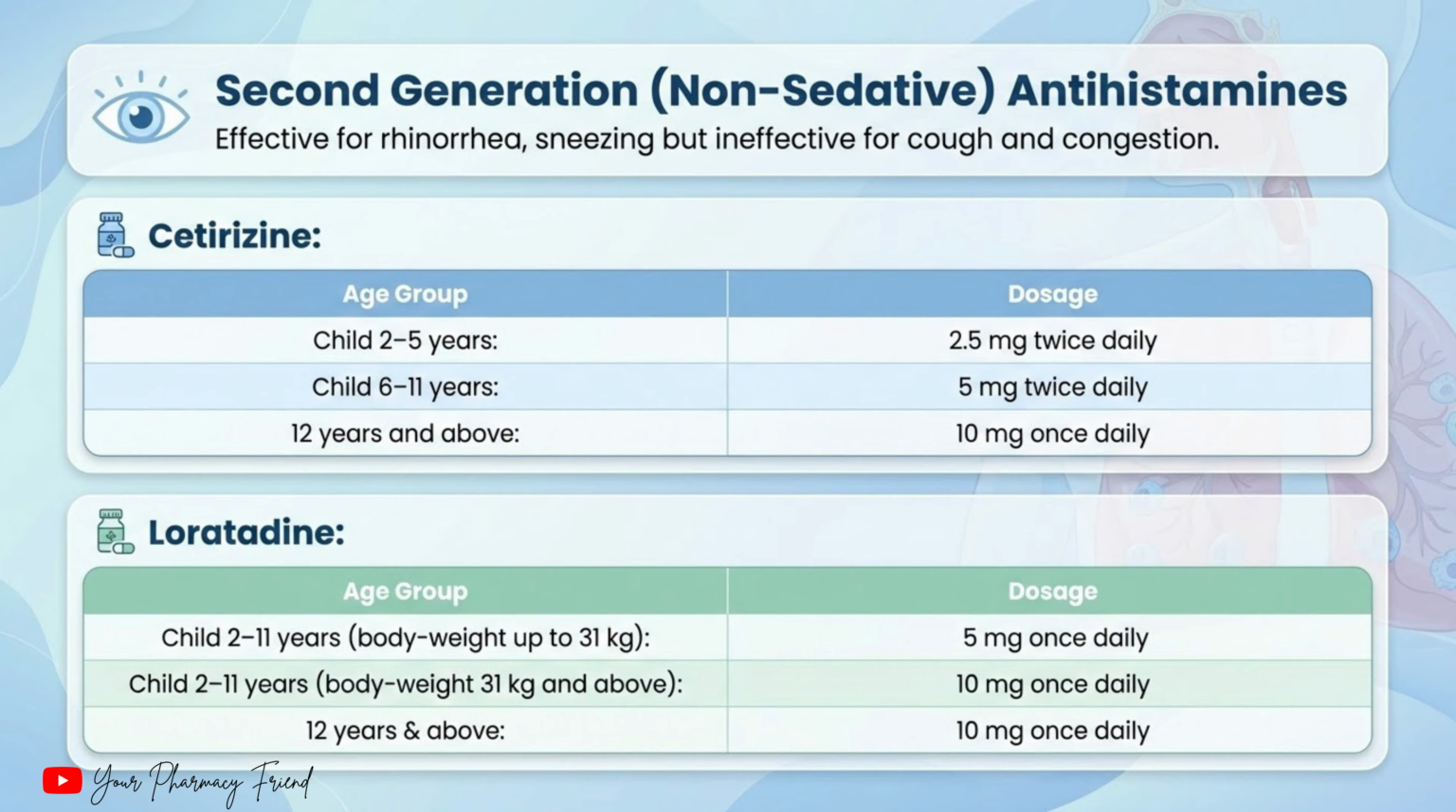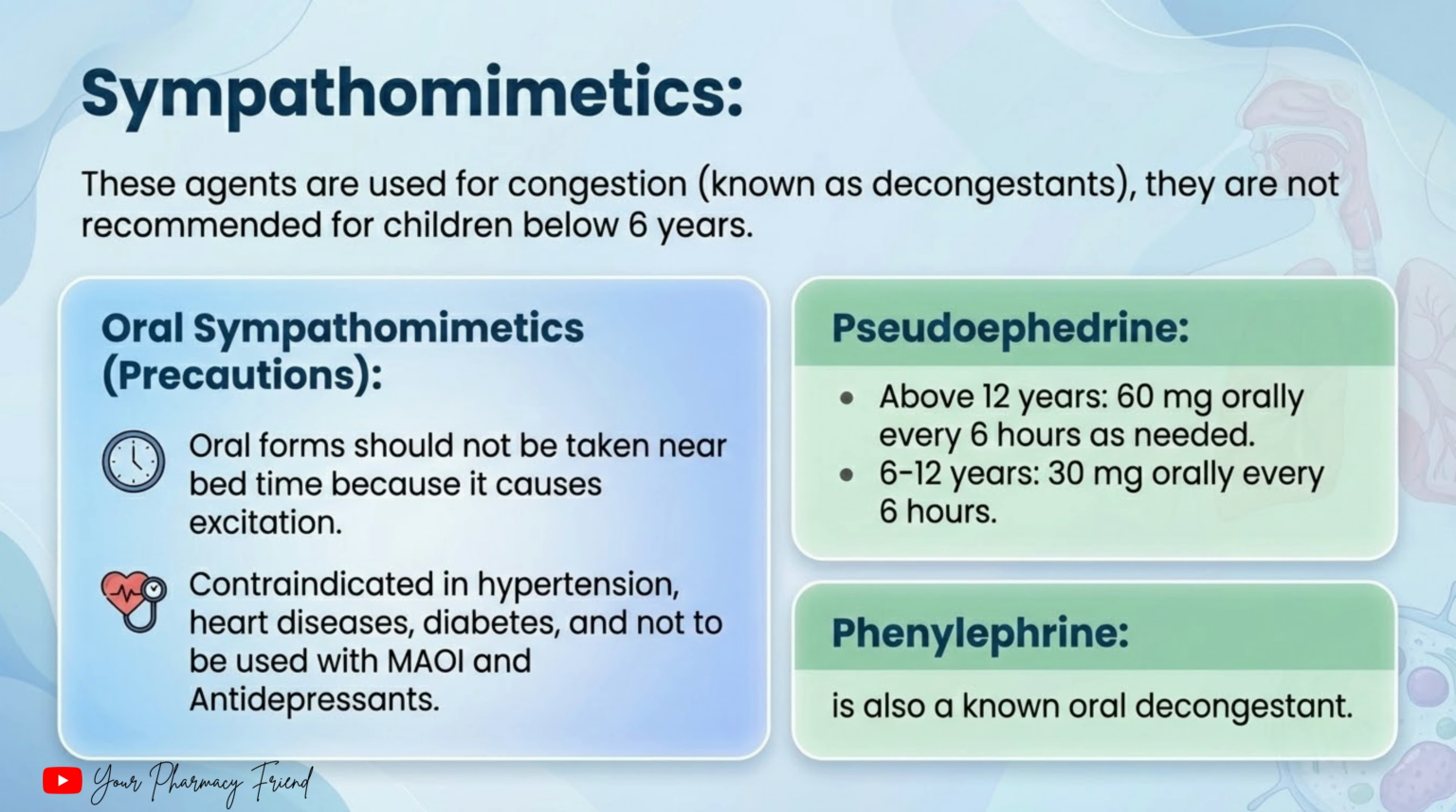Second generation, or non-sedative, antihistamines such as cetirizine and loratadine are effective for rhinorrhea and sneezing but not for cough or congestion. Dosage for both depends on the child's age and weight. Sympathomimetics, or decongestants, are used for nasal congestion and not recommended for children under 6.